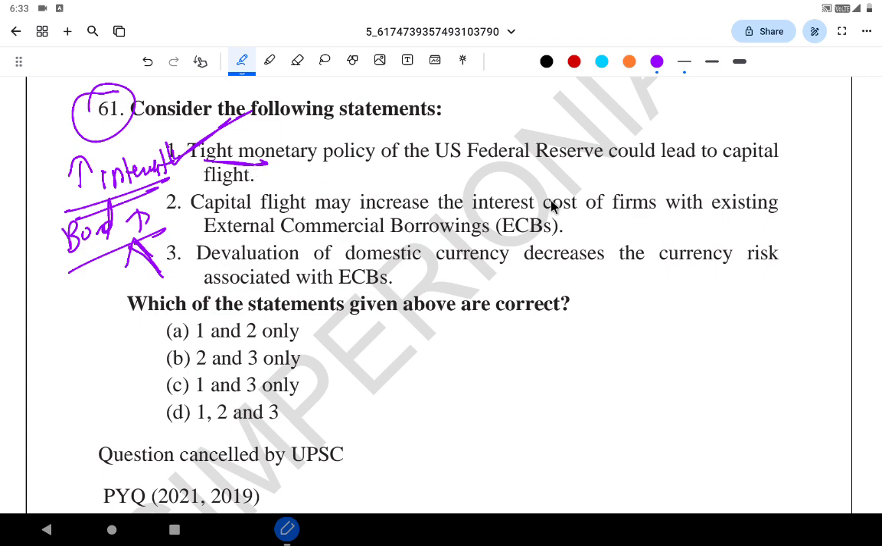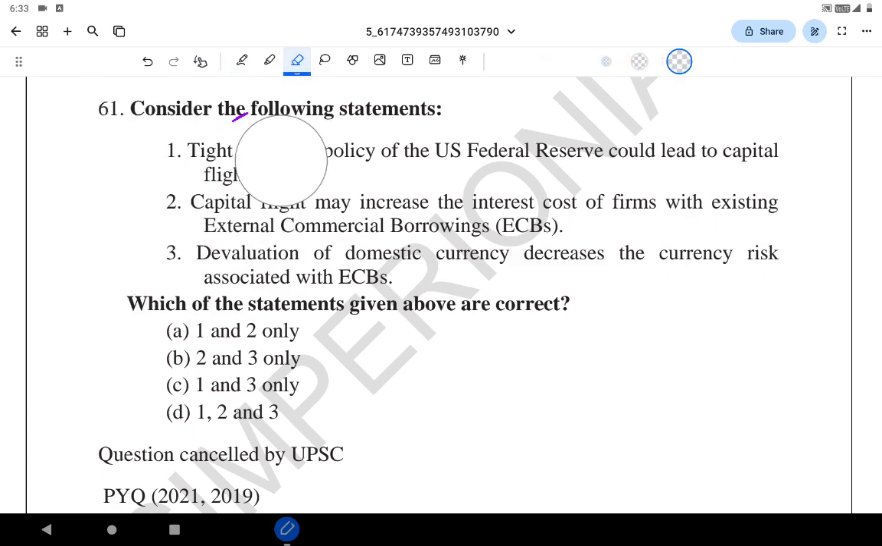Please understand the concept of capital flight and tight monetary policy of the US and what will be its impact. Capital flight may increase the interest cost of the firms with existing external borrowings. Even 2 is correct. The devaluation of domestic currency decreases the currency risk associated with the ECB.